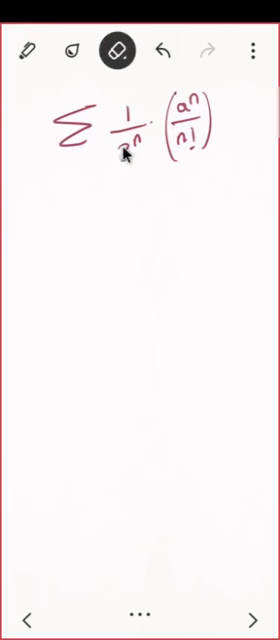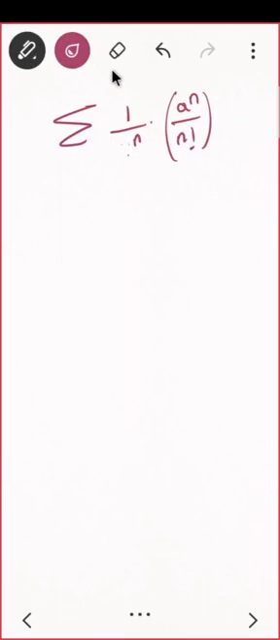Let me not take 2 raised to n; suppose I am giving n raised to 2. So this is the series summation 1 upon n square into e raised to n upon n factorial. A is any number, it doesn't matter to me. Correct? So can you check the convergence of this quickly? Within a fraction of a second I need that.